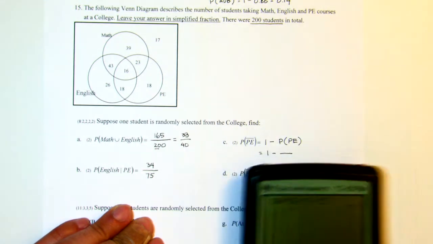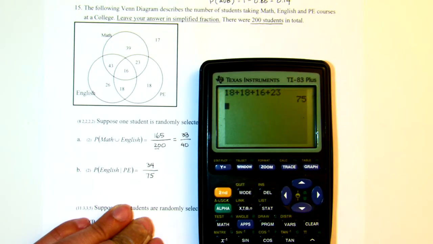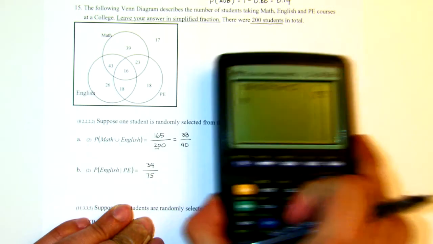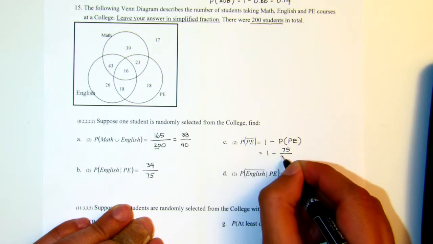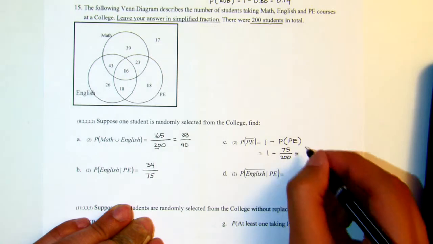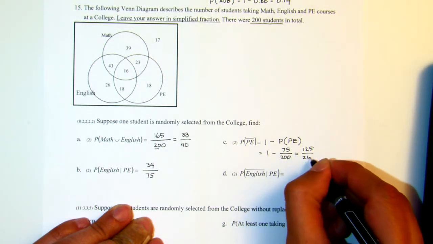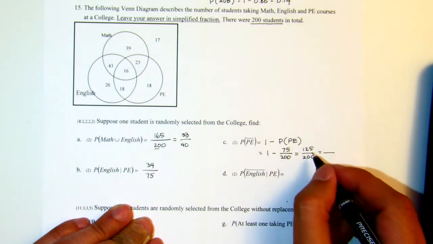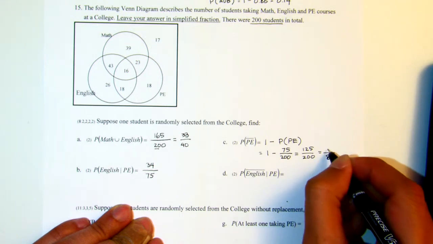If you remember from the computation we have earlier here, do you see that? The sum of students taking PE class is 75. That will be 75 out of 200. This will give us 125 over 200, which reduced by 25, this will be 8 and this will be 5.